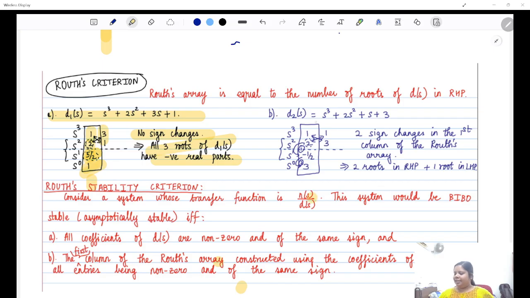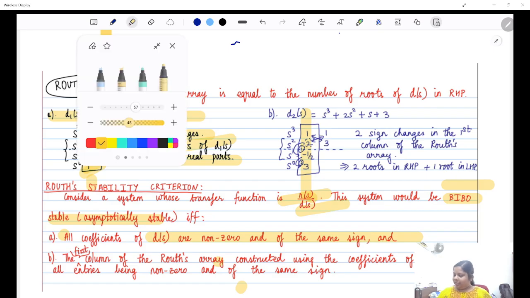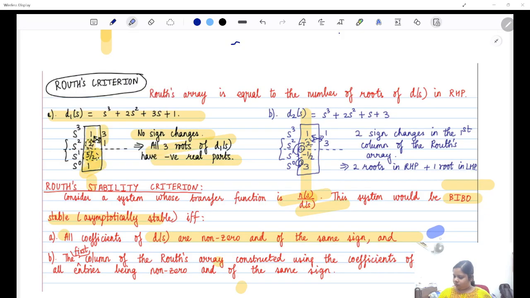In this example taken, there are 2 sign changes and the system is unstable, right? So all in all, what you have to understand for Routh stability criterion is just this: if you are given a transfer function N(s) upon D(s), then the system would be BIBO stable if all the coefficients of D(s) are non-zero and are of the same sign, which is the necessary condition, and the first column of the Routh's array constructed using the coefficients has all entries non-zero and of the same sign. They all should be non-zero and should be of the same sign.